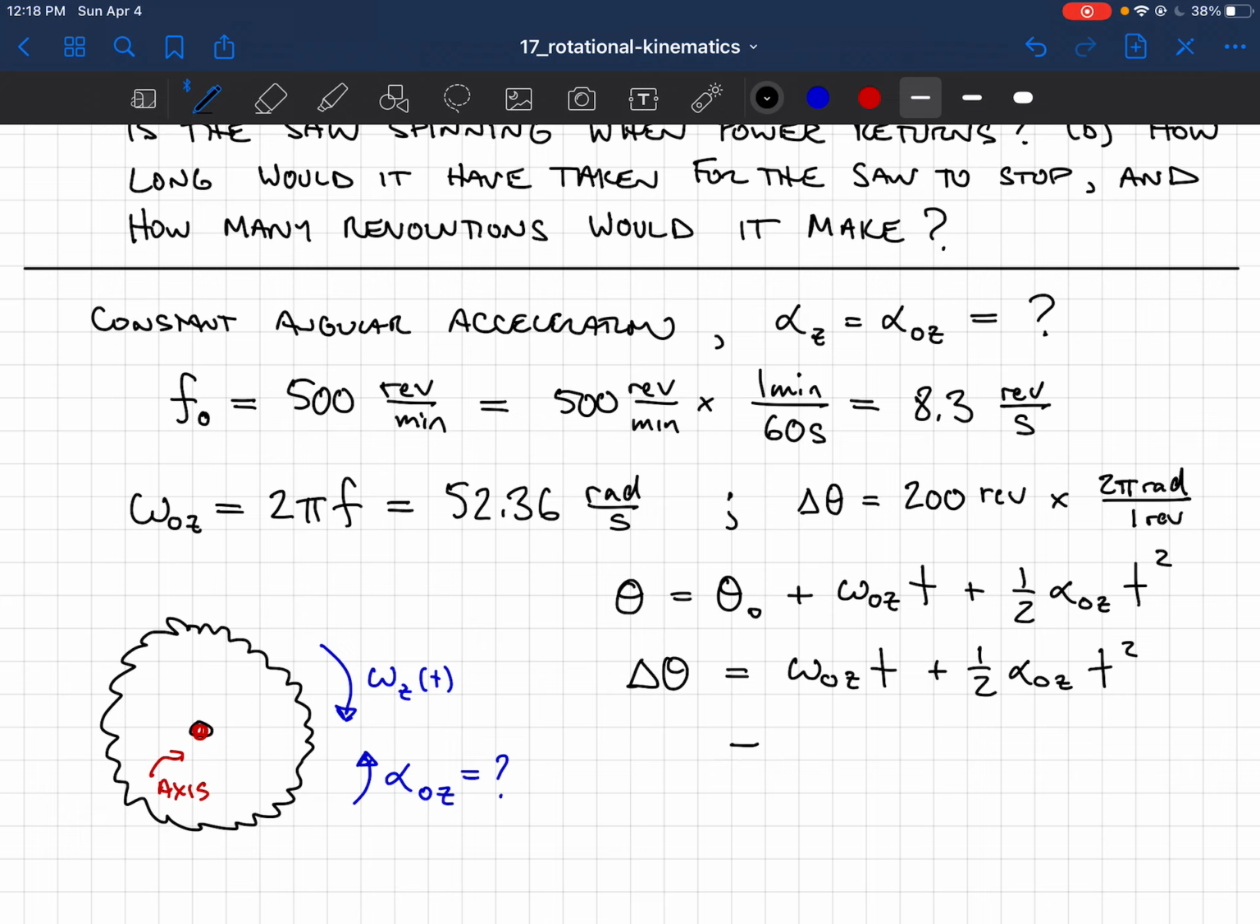So when I plug into this equation, we do it the same way that we've done before. I'm going to plug in omega naught z as, let's just call it omega naught. My t is known. That's the amount of time that the power is off. And then I have plus 1/2, and my alpha is going to be minus alpha naught. So let's call this alpha naught here. And my t is again t off.